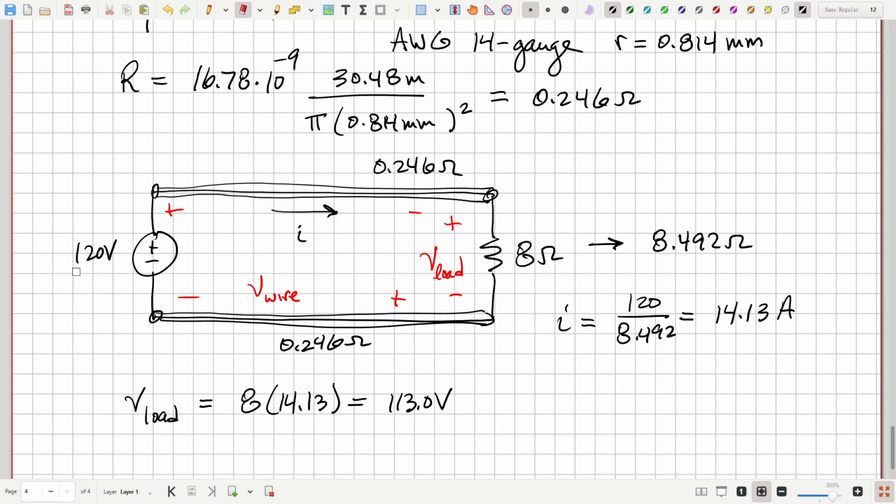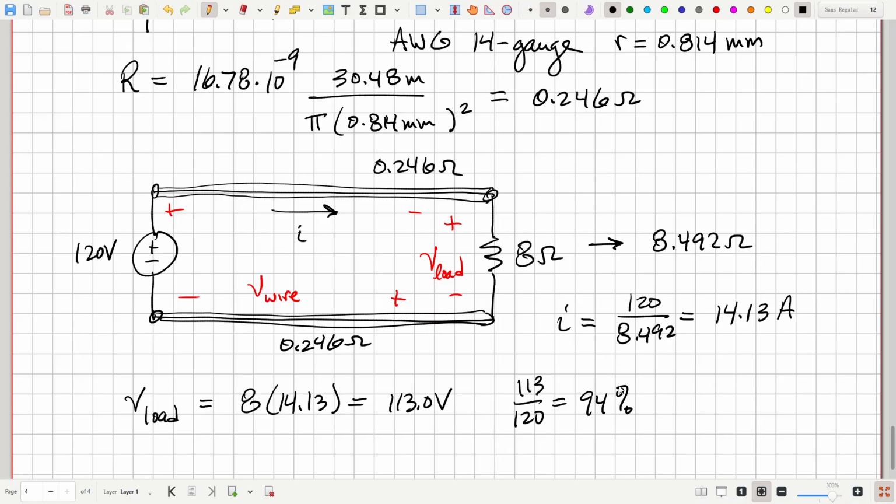But we can see what happened here. We went from 120 volts at the source to the load only having 113 volts. We have a voltage drop, and that's due to the voltage drop in the wire conductors. And in fact, 113 over 120 is about 94%. So we're only getting about 94% of our source voltage. We're losing about 6% of our voltage due to the conducting leads of our extension cord having finite resistance. And correspondingly, we lose about 6% of the power.